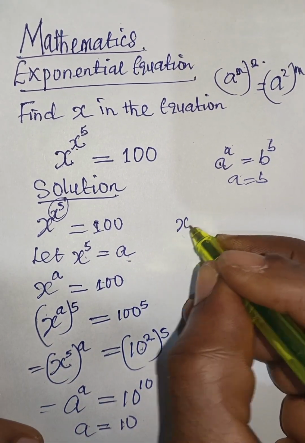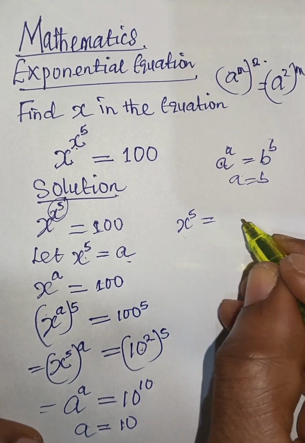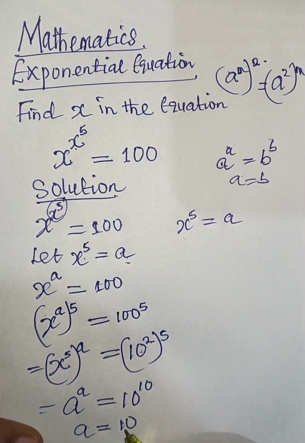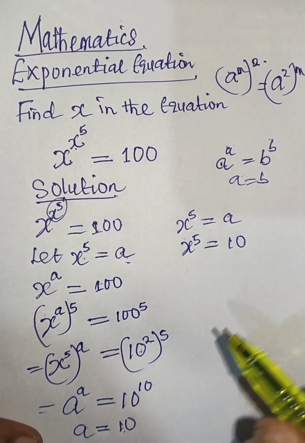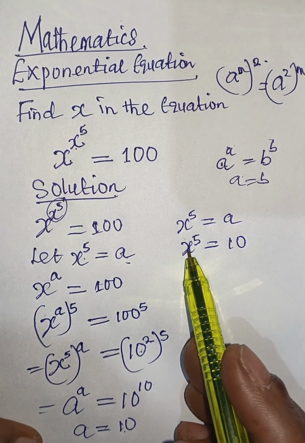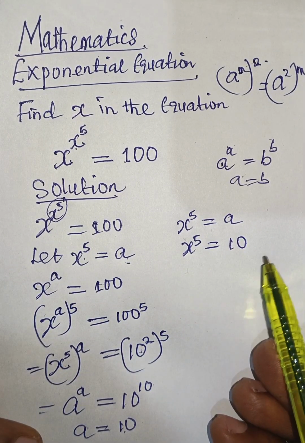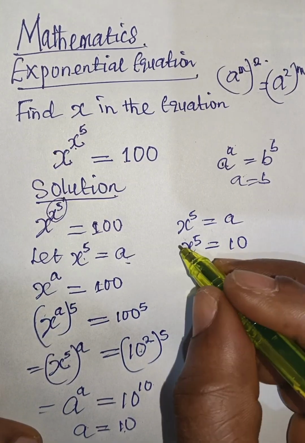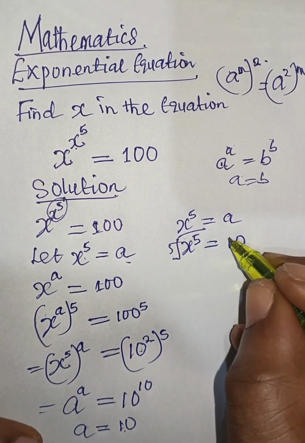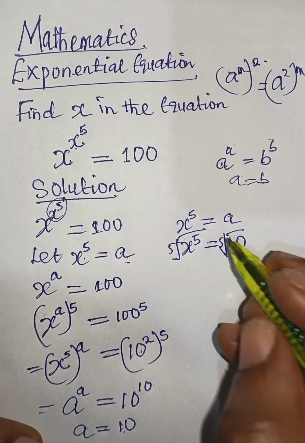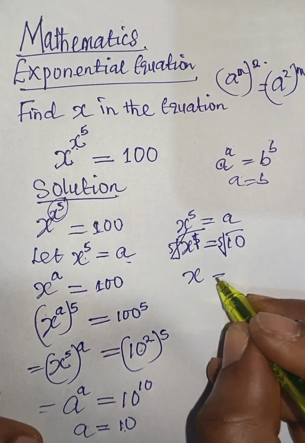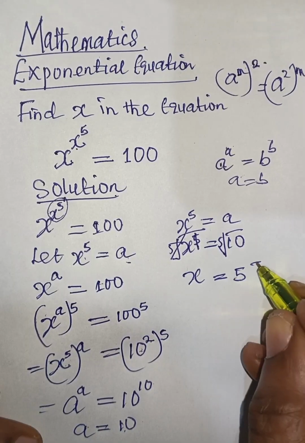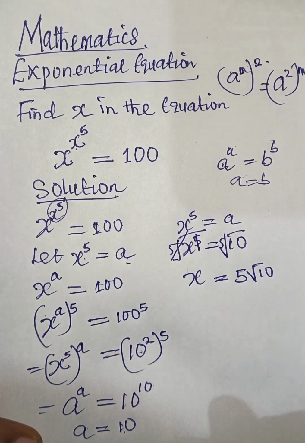Remember that we said that x to the power of 5 is equal to a. But that a is 10. It simply means that x to the power of 5 is 10. To get the value of x, we take the fifth root of both sides. Taking the fifth root of both sides, this will cancel this. We have x is equal to the fifth root of 10.